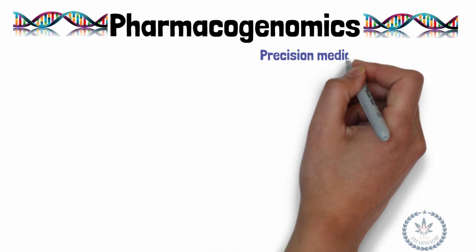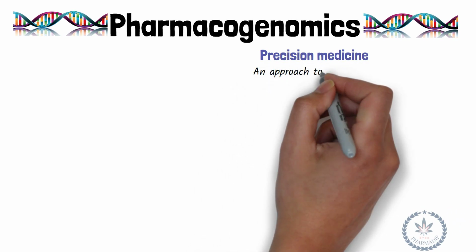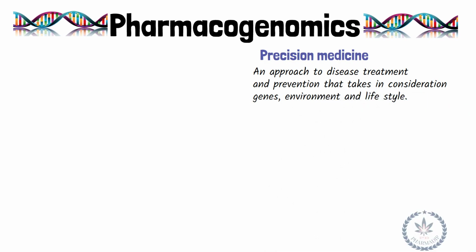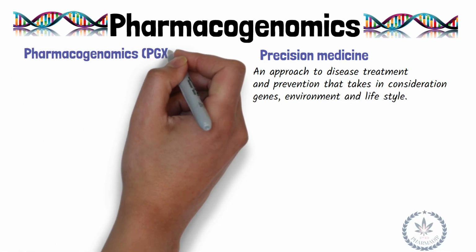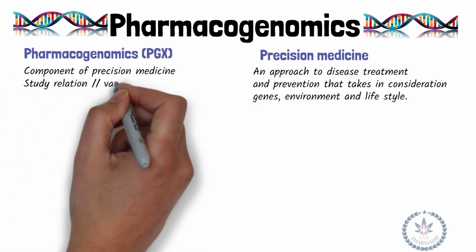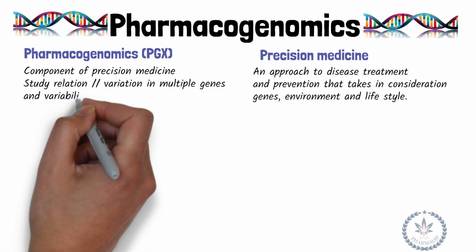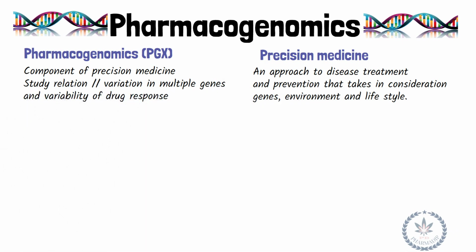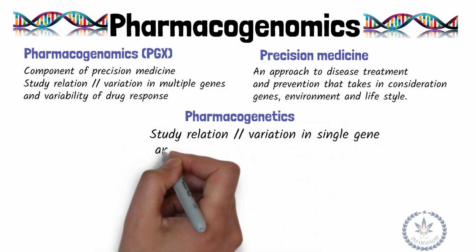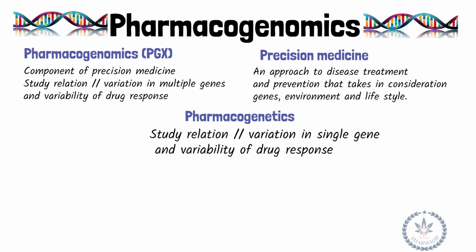What is precision medicine? It is an approach to disease treatment and prevention that takes into consideration genes, environment, and lifestyle. Pharmacogenomics is a component of precision medicine. It studies the relation or variation in multiple genes and variability of drug response. Pharmacogenetics is the study of the relation or variation in a single gene and variability of drug response. Here pharmacogenetics is variation in a single gene, whereas pharmacogenomics is variation in multiple genes.